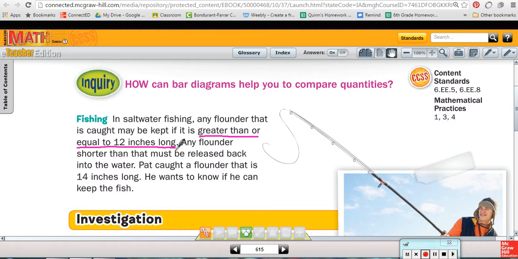Pat caught a flounder that is 14 inches long. Good. So he caught this that's 14 inches long. Now, when we're looking at these inequalities in this inquiry lab, this is going to seem very basic, very easy as we're looking at this. It's supposed to be. Right now most of you are thinking, we know if he can keep this fish or not. Okay, but let's break it down a little bit further. So let's take a look at the investigation down below.